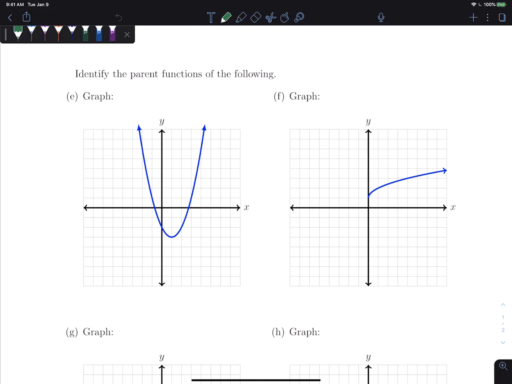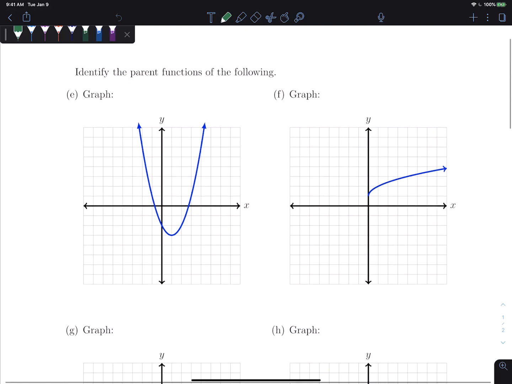Hello. In this video, we're going to look at identifying parent functions from graphs.